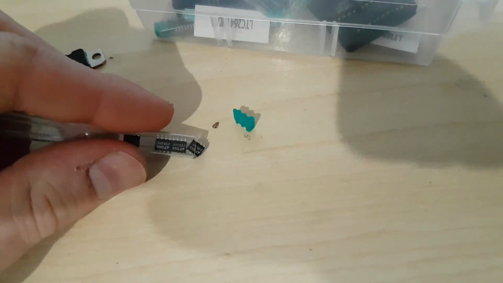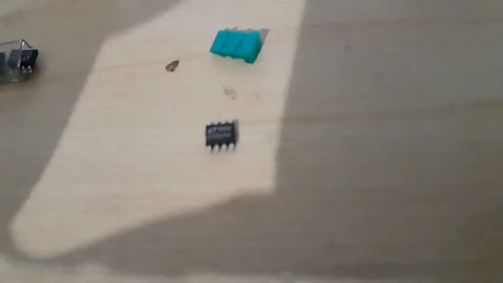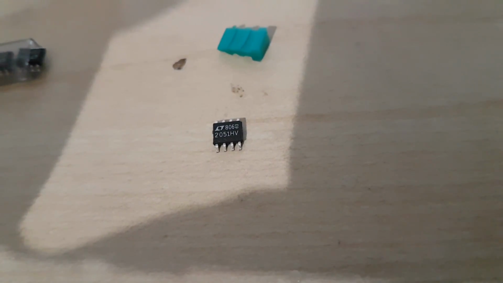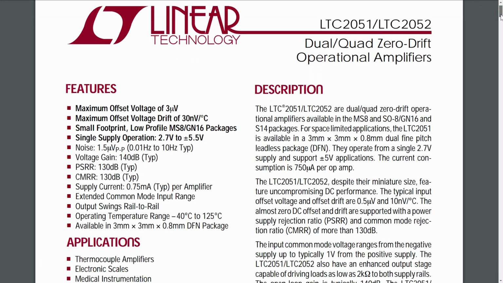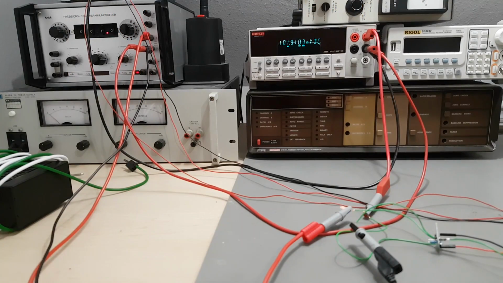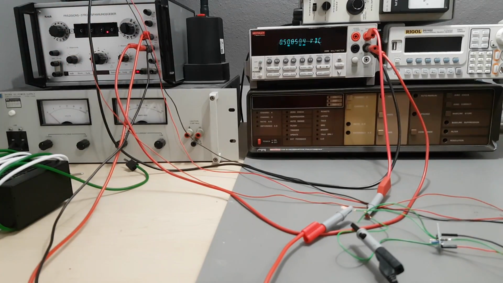First, we need an instrumentation amplifier to measure the minuscule thermocouple voltage. I'll use an LTC2051, which can easily be configured as one. As a matter of fact, the typical application is an instrumentation amplifier with a gain of 101. Perfect, I'll copy that. It's a bit noisy and not particularly accurate, but it's plenty good for soldering temperature, which is usually chosen in 20 or even 50 degree C steps.